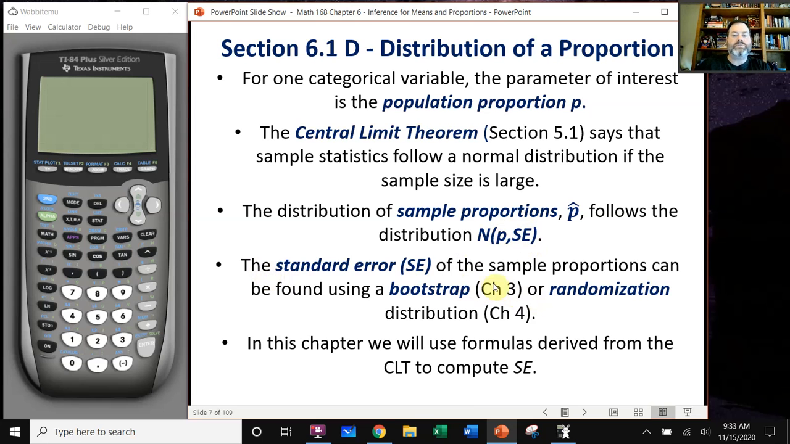So in chapter 3, we saw how to use a bootstrap distribution to do this. And in chapter 4, we saw how to use a randomization distribution. In this chapter, we're going to use formulas. So let me show you the formulas. We're not going to do as much StatKey in chapter 6. You can always check your answers using StatKey, though, because it is easier to use than the graphing calculator. But on a test, I want you to use the graphing calculator because I want you to show the steps. I want you to show the work.